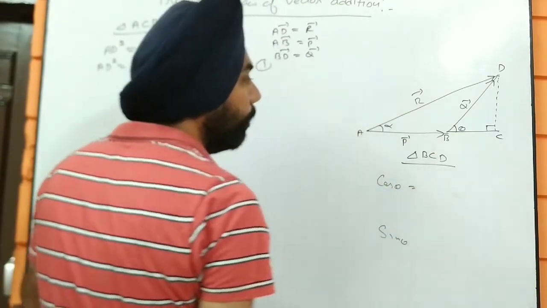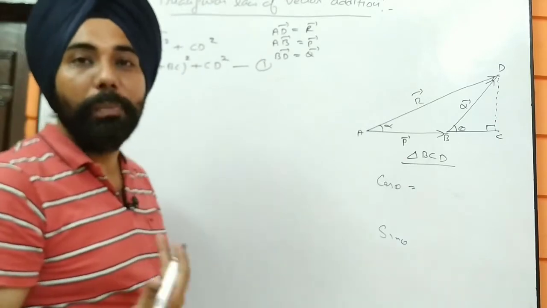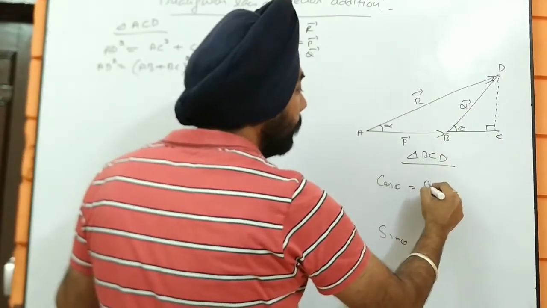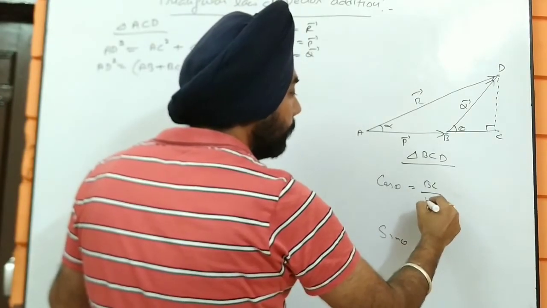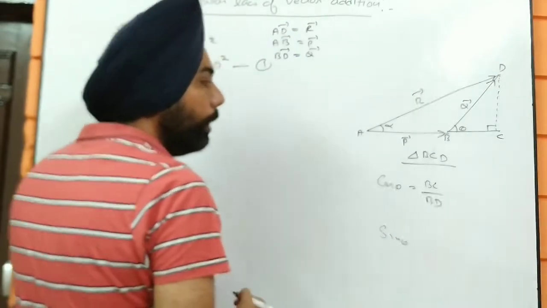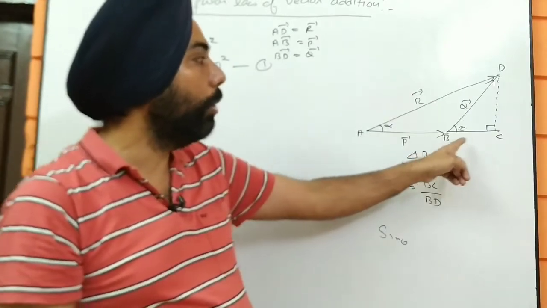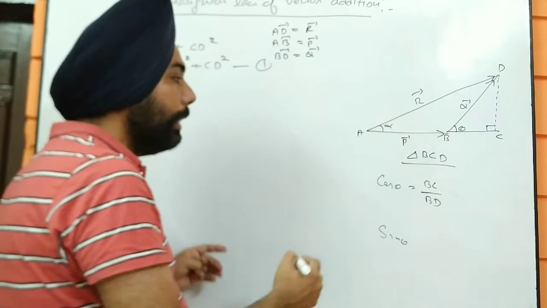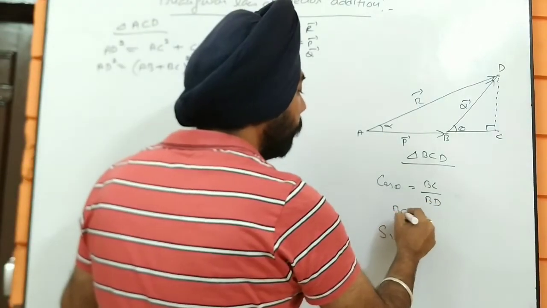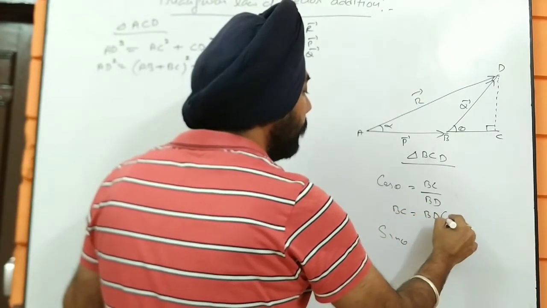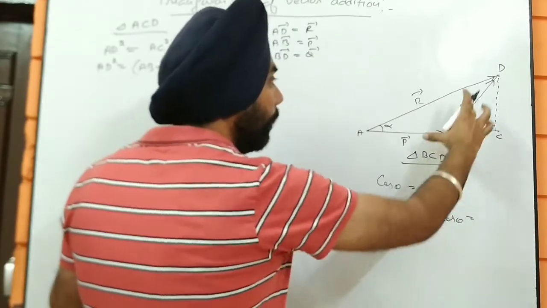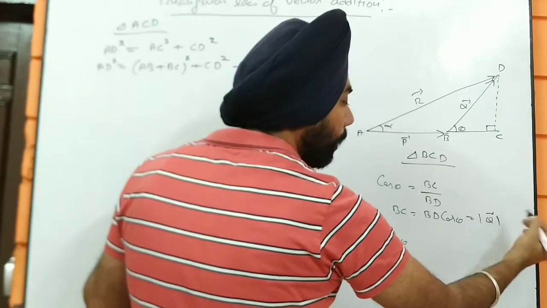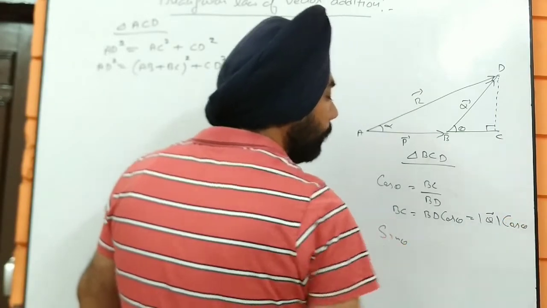Now what is going to be cos theta? Cos theta is always going to be base upon hypotenuse. Now what is going to be base here? That is BC upon BD. So which means now BC is going to be the base and BD is going to be the hypotenuse. So you can easily calculate the value of BC from here, that is going to be BD cos theta. Now what is the value of BD? That is Q. So I'm just taking modulus because we are talking about the magnitude only.